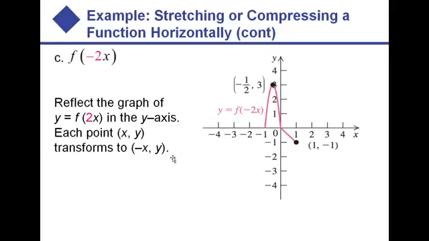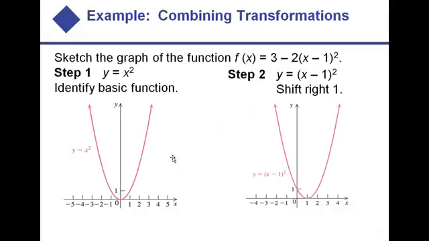Put a negative number in there and it just flips around the y-axis. And then we can put it all together and we can see what happens to a function when we do all sorts of things to it.